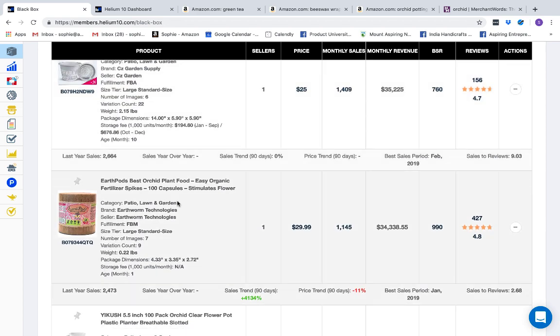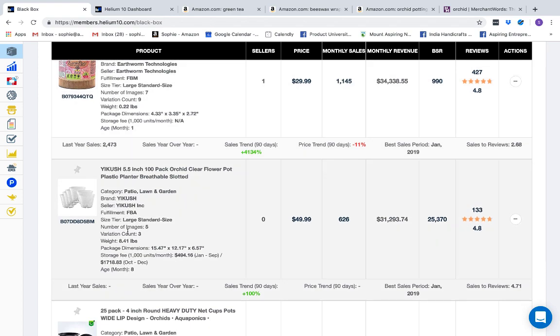We've got here some plant foods, some spikes, 100 capsules of fertilizer spikes. That's interesting. That might not just be for orchids, that could be for other flowers too. $35,000 a month, or 34. A few hundred reviews, nice price point, one seller. That's the kind of thing that looks pretty good.